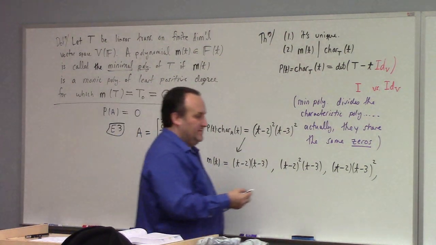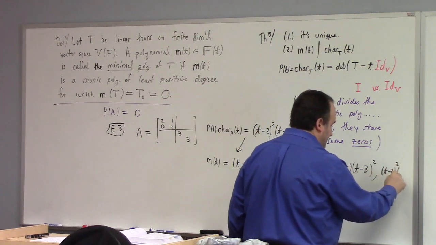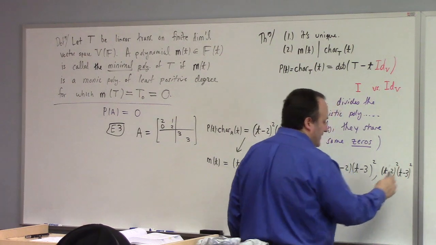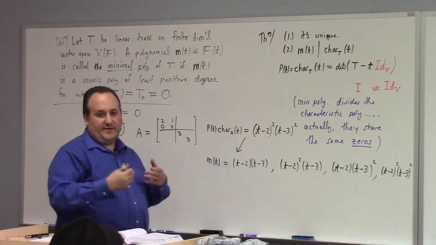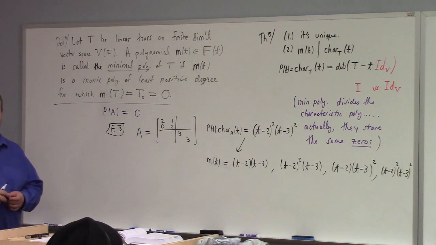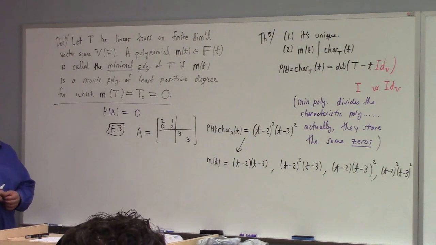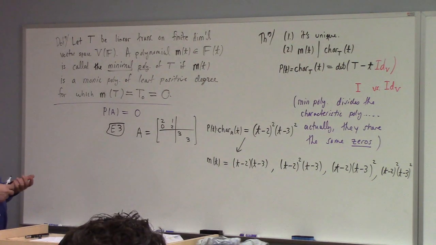Or it could just be literally the same as the characteristic polynomial, right? Logically speaking, they have to share the same zeros, so you have to have at least one t minus 2 and at least one t minus 3 factor, all right? But how do you decide which one of these it is? Well, you just have to calculate.